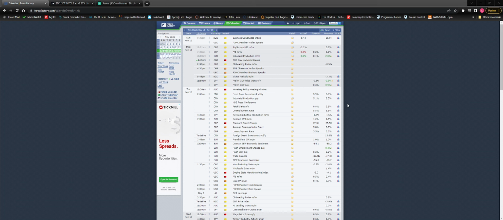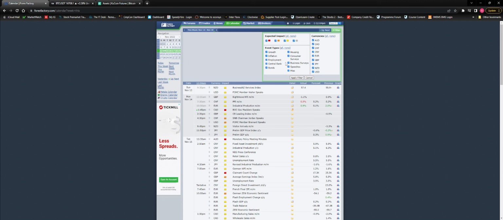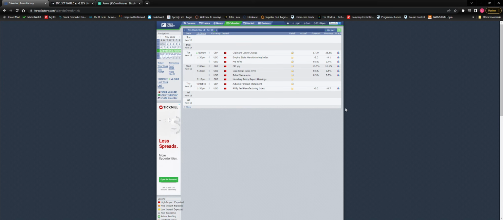So let's just filter this out. Really, I'm only interested in a few key areas, right? So I'm going to take off the medium and low impact. Not bothered about the Aussie dollar or the Canadian. All of these we can just remove. We'll keep euro, we'll keep the GBP, and we'll keep US dollar. Okay, let's apply that. Let's give us a nice concise list.